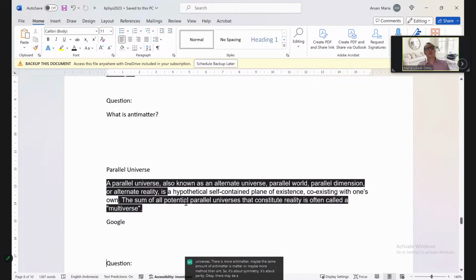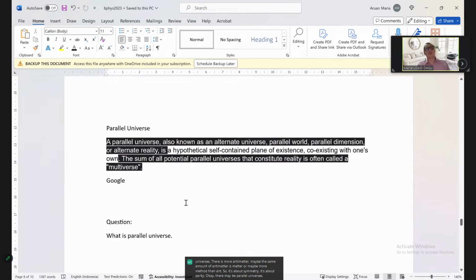Okay, there may be parallel universes. That's one of the theories which is very important, because if there are parallel universes, maybe there are other civilizations in parallel universes, not only in our universe. It's from Google, and very famous physicists discuss the theory of parallel universes, and it may be true. We still need to check that.